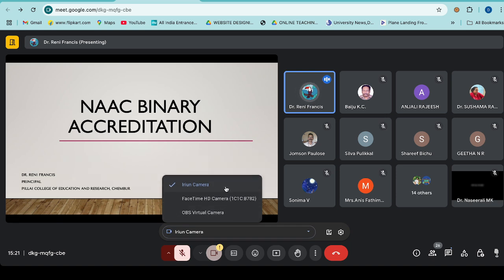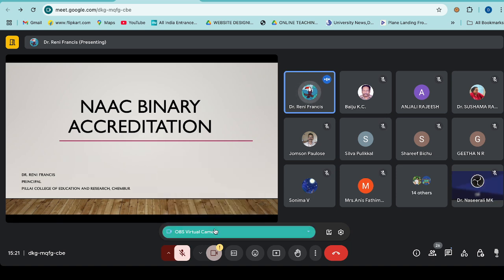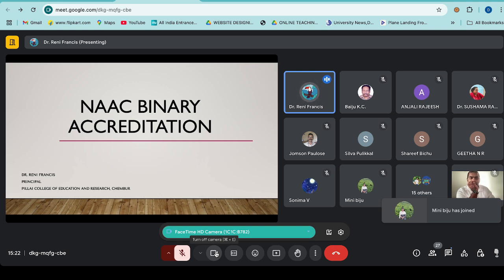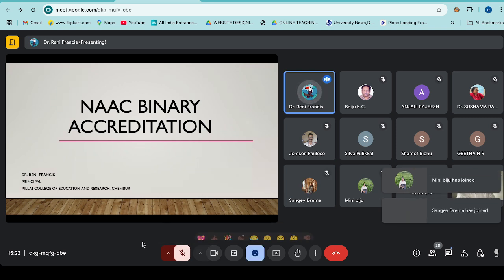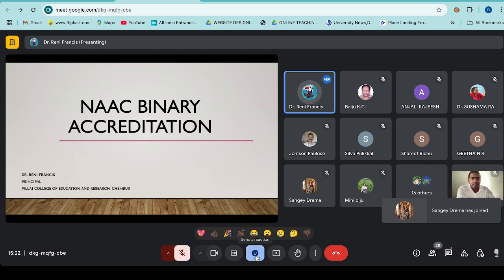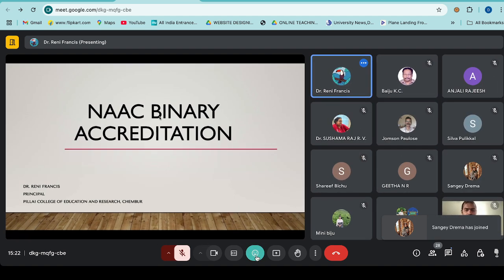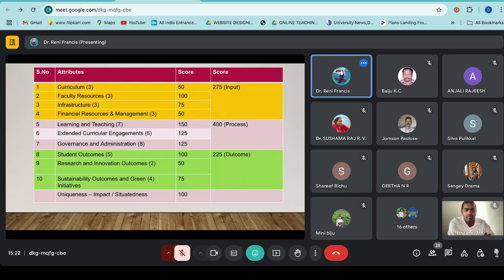I'm not going to go much in detail about the NAC binary accreditation, because that's a concept that we all know. But what we need to look into is these 10 attributes and the questions and the expectation of NAC from these attributes. So let me just go on with my presentation. This is how NAC looks at the new format or the new things that we are looking up.